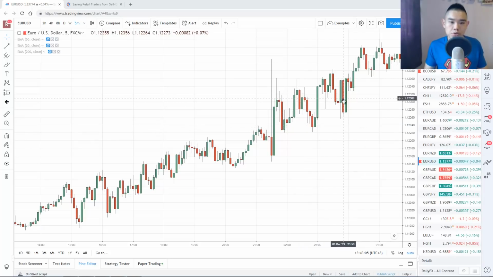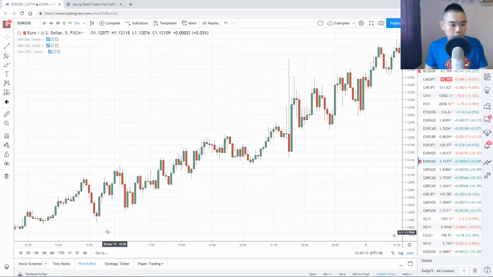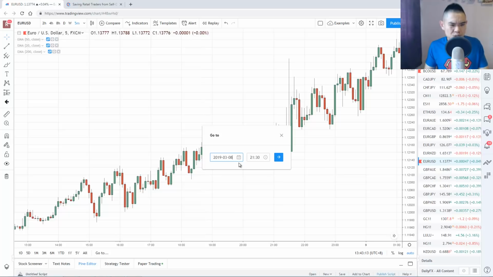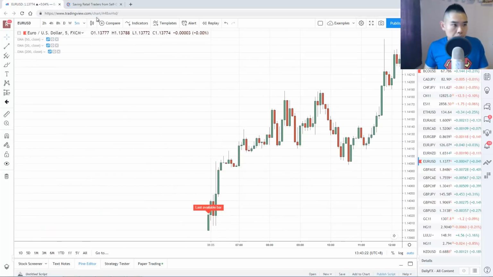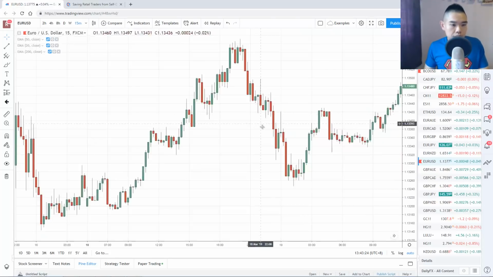So this one, depending on how you manage the trade, if you didn't exit fast enough, it might even be a losing trade as the price rallies higher. Okay, so one more example, shall we? Let's look at January 4th. Okay, last available bar, not available. Let's go to the 15 minutes time frame, January 4th.